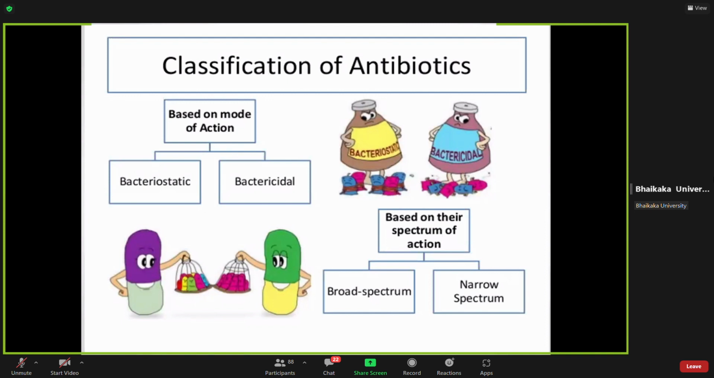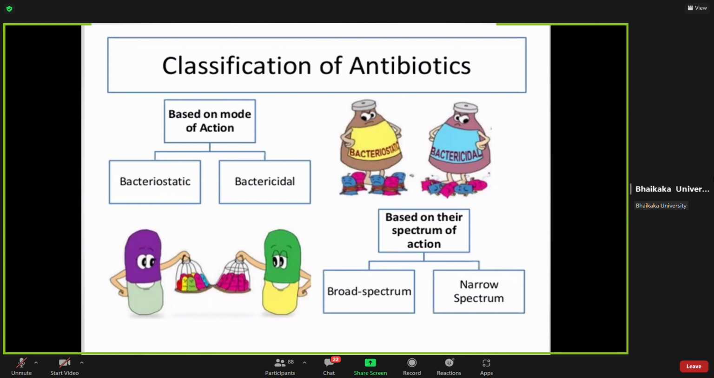Broadly explaining the classification of antibiotics based on the mode of action, they are either bacteriostatic or bactericidal. Bacteriostatic means they inhibit the growth of organisms, and bactericidal means they kill the particular bacteria.